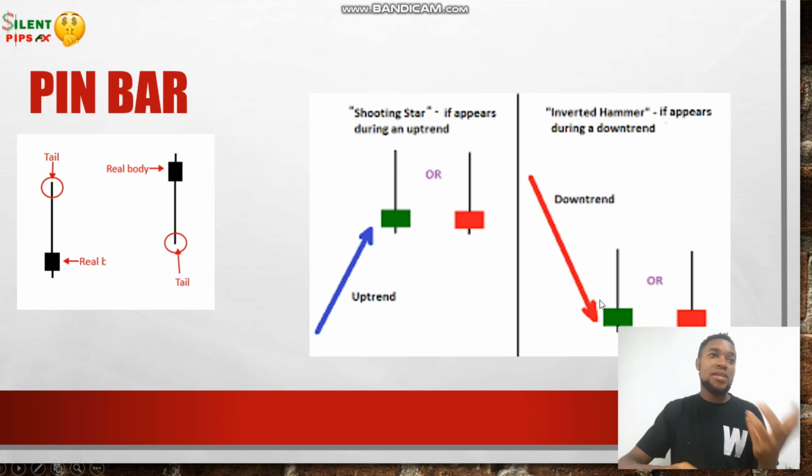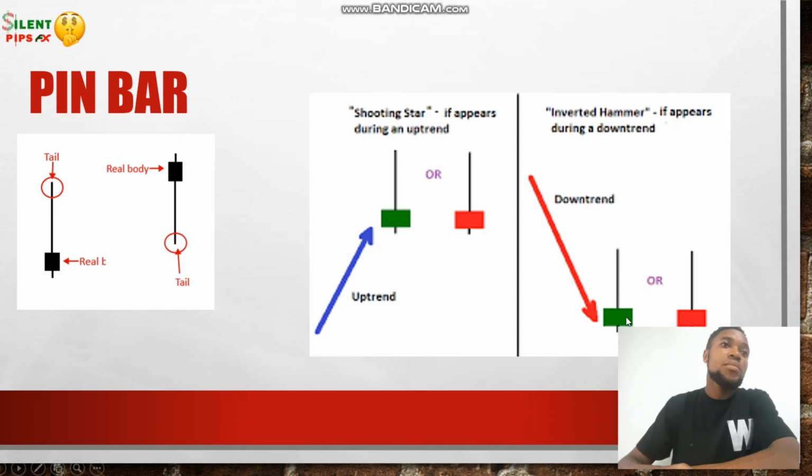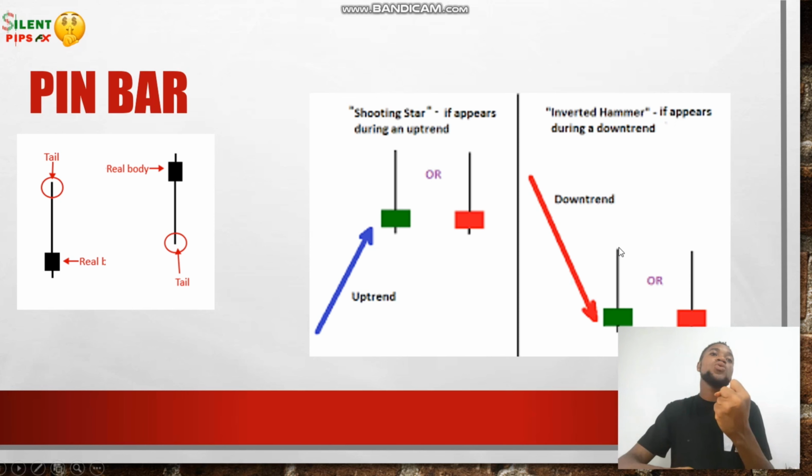And in the case of an inverted hammer, this pin bar is rather at the bottom of the trend. So for this pin bar, the market opened from this point at the low here, went right up to this point, and what happened? The bears took control of the market and pulled it back down to this point here.